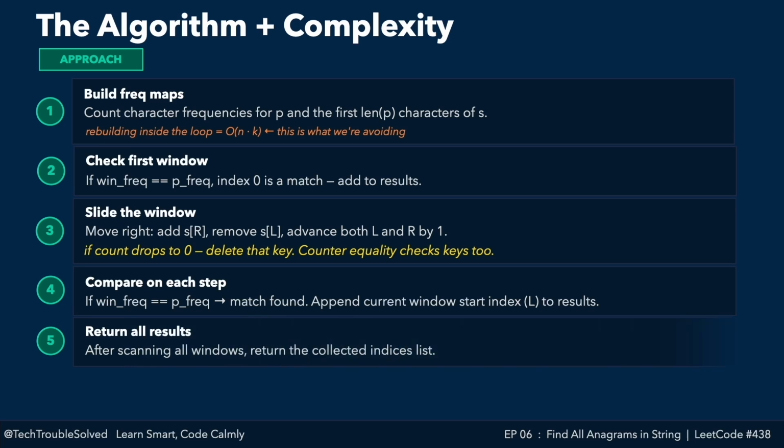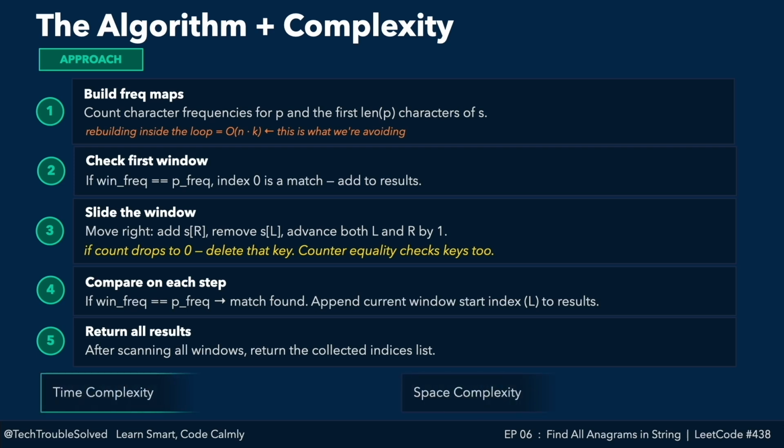Decision 5. Return the full list. Not true or false. Not just the first match. The complete list of every starting index where a match was found. That's the one thing that makes this episode 6 and not episode 5.